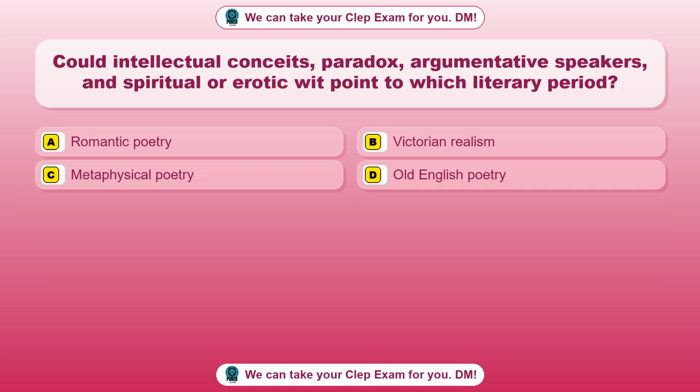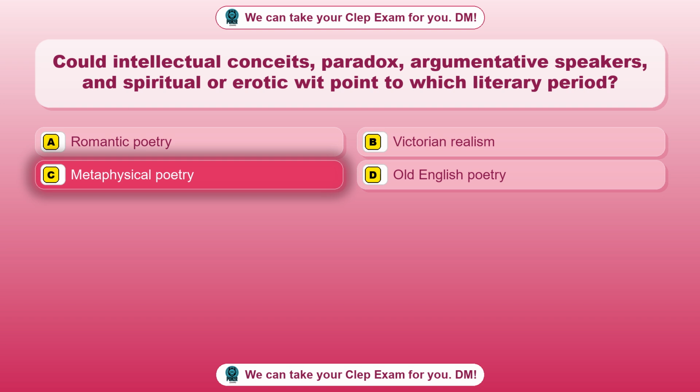Question 53. Could intellectual conceits, paradox, argumentative speakers, and spiritual or erotic wit point to which literary period? Option A, Romantic poetry. Option B, Victorian realism. Option C, Metaphysical poetry. Option D, Old English poetry. The correct answer is option C.